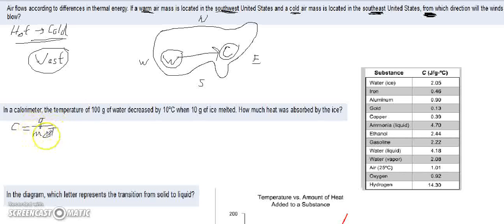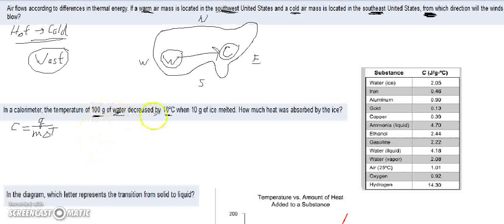over M delta T. That's used a lot on this exam, that delta heat equation. And so just like normal when we're using this equation, we know 3 variables and we're just solving for the variable that we don't know. And the tricky part here is you have to know whether to use 100 grams or 10 grams for your mass. But since the question says the temperature of the water decreased by 10 degrees, then I want to use the mass of the water.